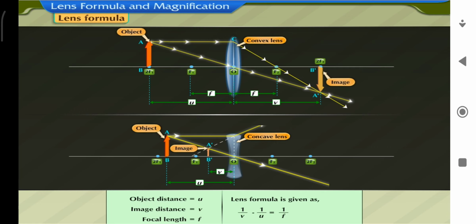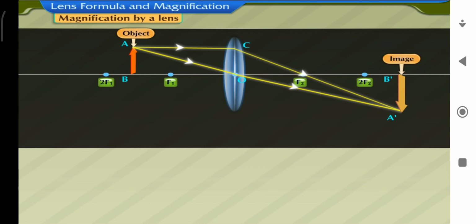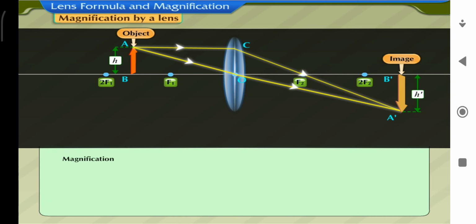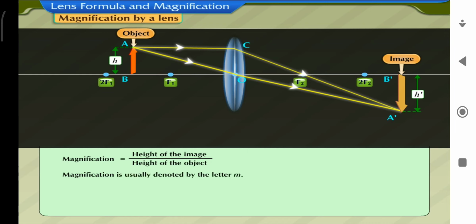Now, let us define the term magnification by a lens. Magnification by a lens. Magnification produced by a lens is defined as the ratio of the height of the image to the height of the object. Magnification is equal to height of the image divided by height of the object. Magnification gives the relative extent to which the image of an object is magnified with respect to the object size. Magnification is usually denoted by the letter m.